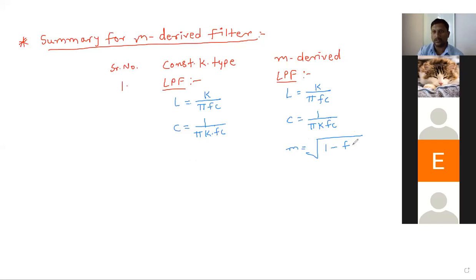FC divided by F alpha bracket square. So that formula we require. Next, serial number 2, for high pass filter. Here also, for high pass filter, M derived.